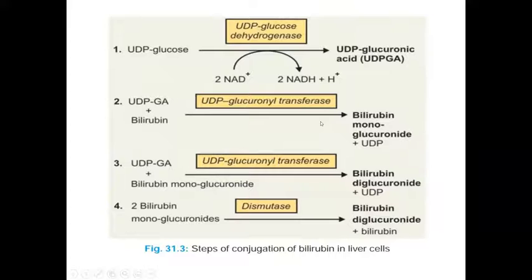Now this bilirubin monoglucuronide and UDP glucuronic acid are converted into bilirubin diglucuronide and UDP in the presence of the enzyme UDP glucuronyl transferase. Or the bilirubin monoglucuronide is converted into bilirubin diglucuronide plus bilirubin in the presence of the enzyme called dismutase. So this is how the bilirubin conjugation takes place in liver cells.